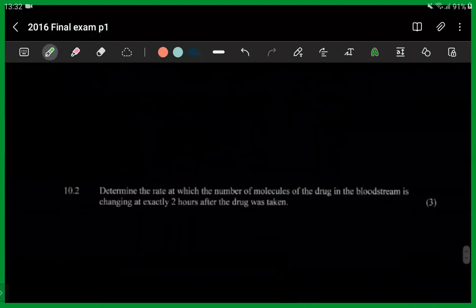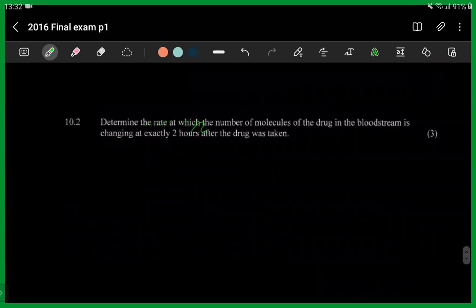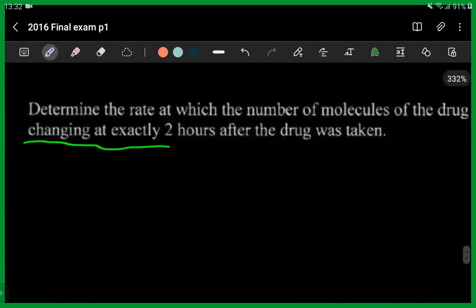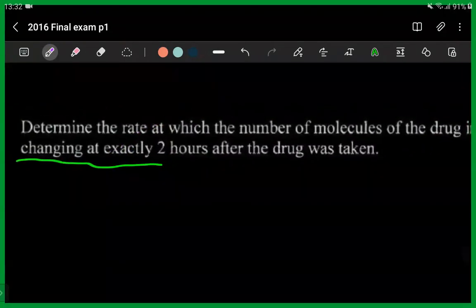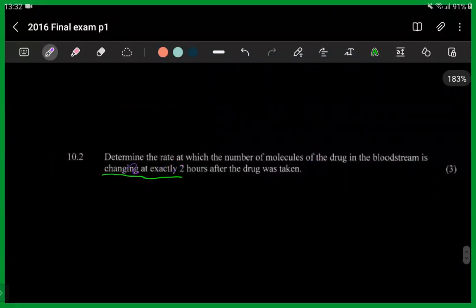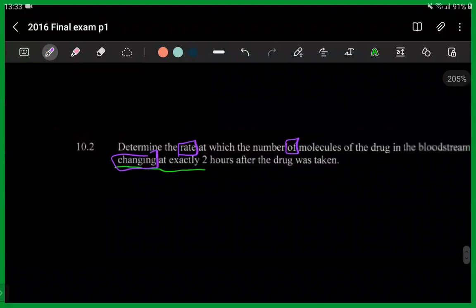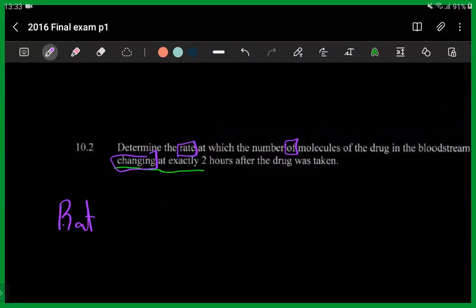The next question says the following. Determine the rate at which the number of molecules of the drug in the bloodstream is changing at exactly 2 hours after the drug was taken. So this is where your theory of words comes into play. When they say determine the rate at which the number of molecules in the bloodstream is changing, you see the keywords here: rate of change. Now let's go deeper into this. Whenever you hear the words rate of change, what you need to think of is first derivative.